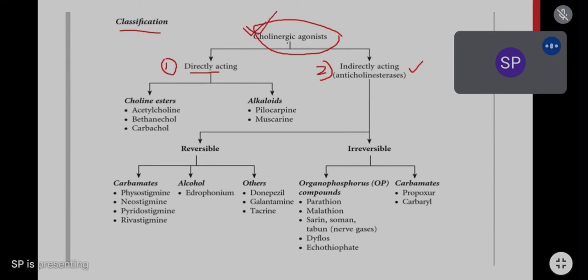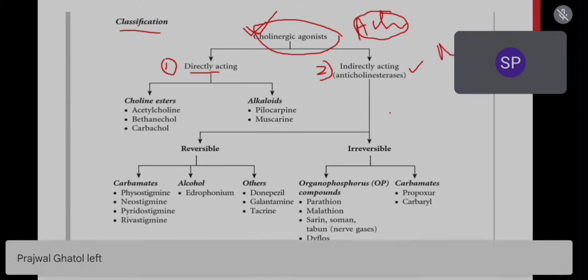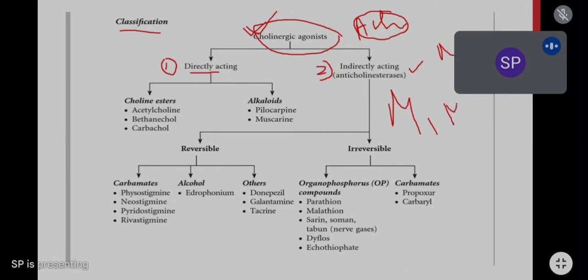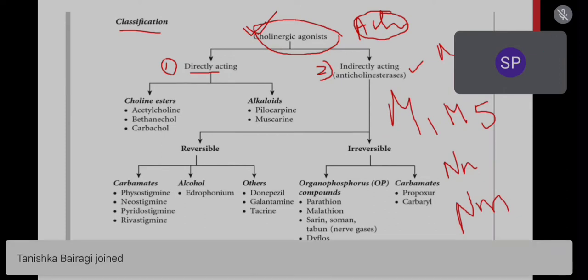We all know that cholinergic agonists are the drugs which will increase the actions of acetylcholine. So we are discussing the drugs which will increase or mimic the actions of acetylcholine. In that we have directly acting drugs and indirectly acting drugs. See, in cholinergic receptors we have M1 to M5, so we have 5 muscarinic receptors and we also have 2 nicotinic receptors, one is NN and one is NM. Total 7 receptors we have, right? We have 7 acetylcholine receptors.